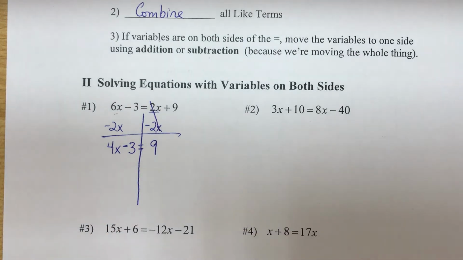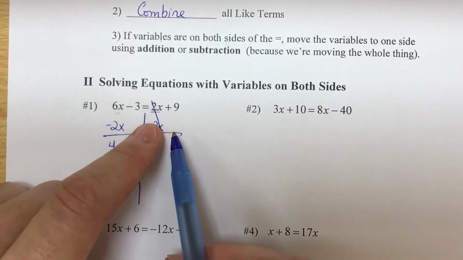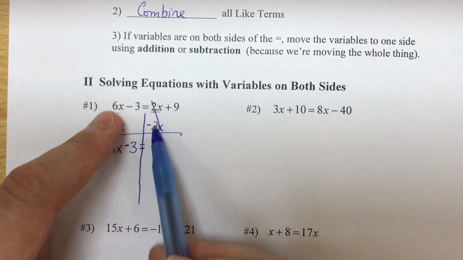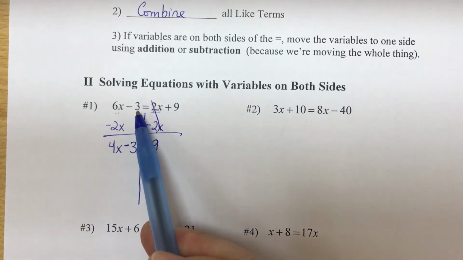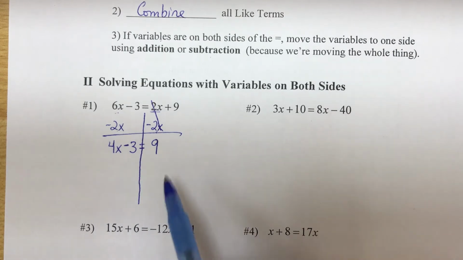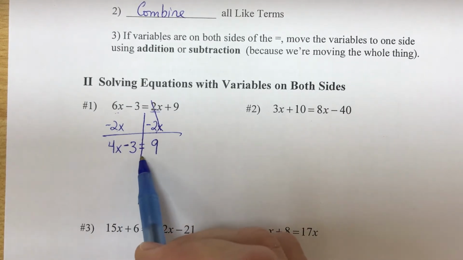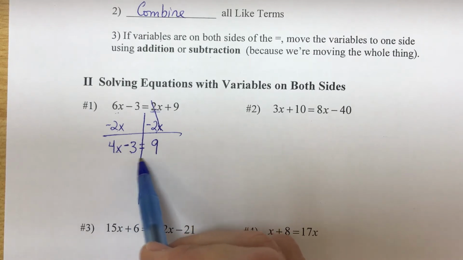Okay, equals 9. Now you'll notice that when I did the subtraction, I lined these up. I lined up my x's. I do not want to try to combine that with minus 3 because those are not like terms. So I'm going to be very careful here. Now, this is the type of problem that we did last notes. So now we have the variable on the left. Let's move the constant to the right.